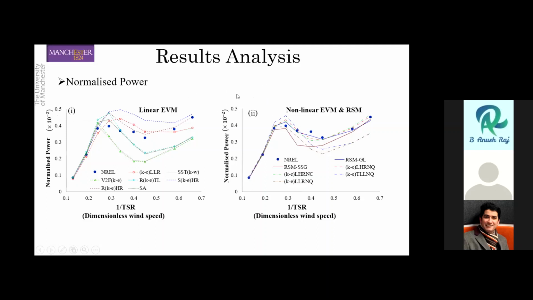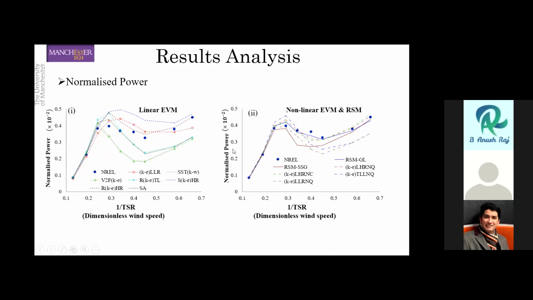The analysis has been done in this study. Here we have two figures which represent the normalized power with inverse tip speed ratio. The inverse tip speed ratio is dimensionless. Actually, it is dimensionless wind speed.